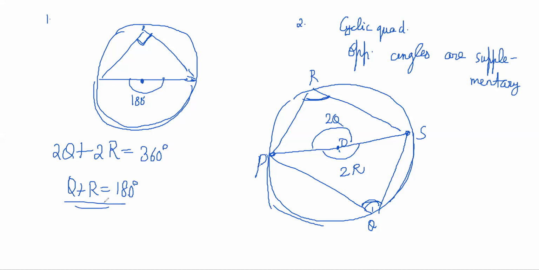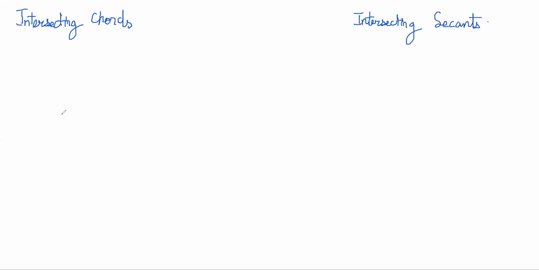Okay, then cyclic quadrilateral basic property we have seen. Now we look at two important theorems. One is called the intersecting chords theorem, and the other is called the intersecting secants theorem. So we will prove these two theorems.